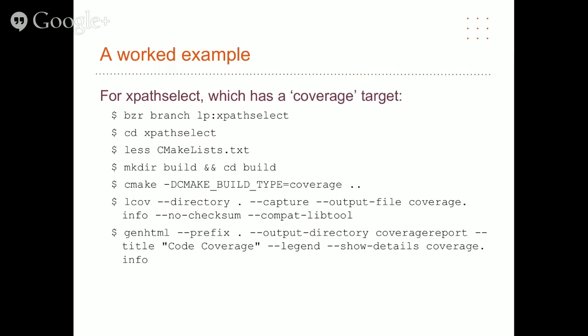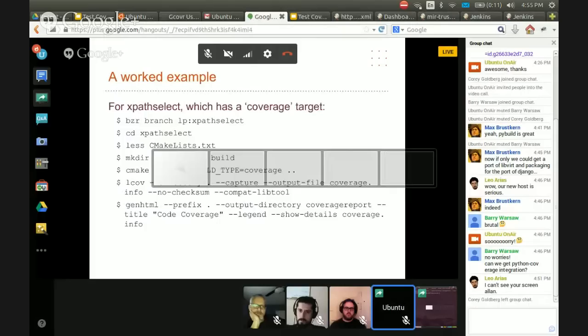And then I'm going to go without a net here and show you what this looks like if you're doing it on your desktop. I'm going to start Julia Child style, having already branched XPath select. And notably, XPath select already has a coverage target. So we're just going to do the build. Or I will have already done the build, and I'll show you what the LCOV artifacts look like. So if you could switch to my screen, please.